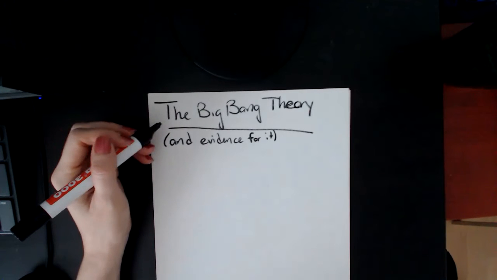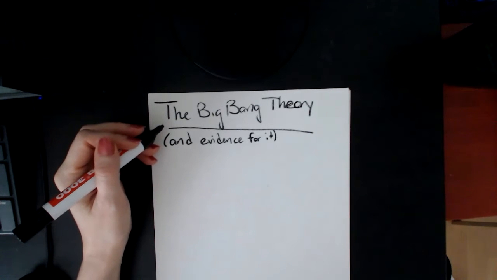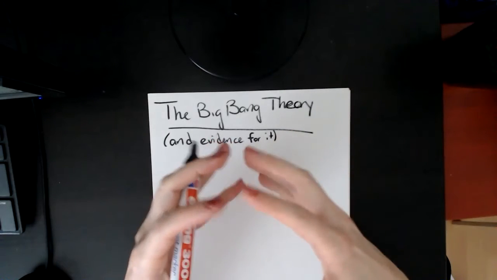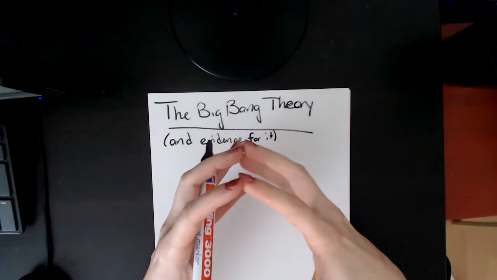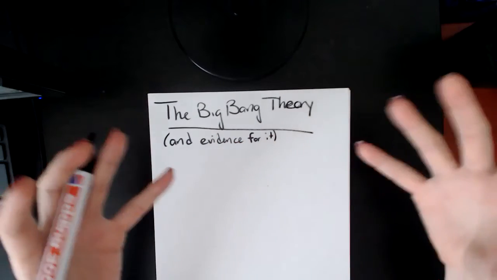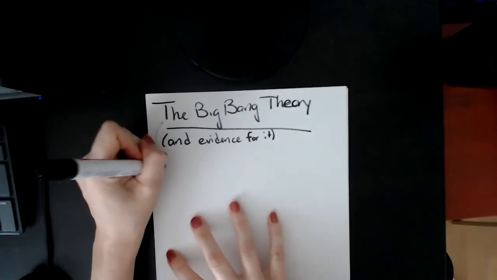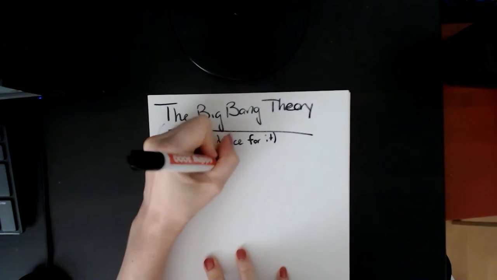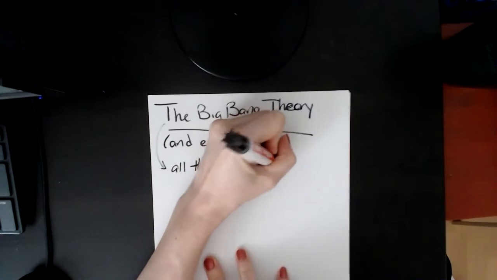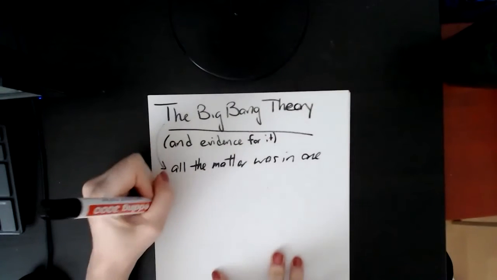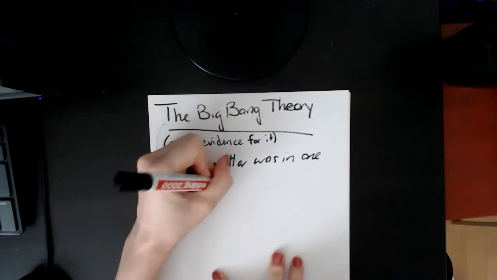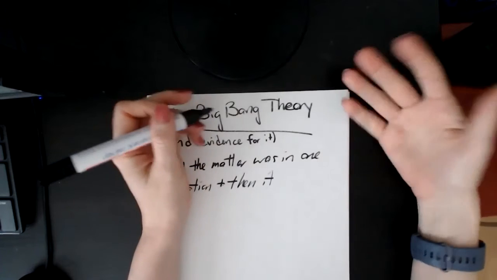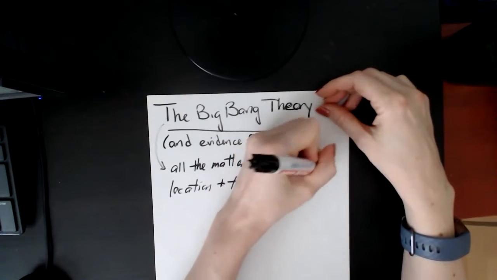So the theory itself is simply that all of the matter in the universe was once condensed into one location, and then there was an explosion, or Big Bang, and it exploded and started to expand. Okay, so that's the theory. The theory is simply all the matter in the universe was in one location, and then you could say I wouldn't say it big banged, but it exploded and started to expand.